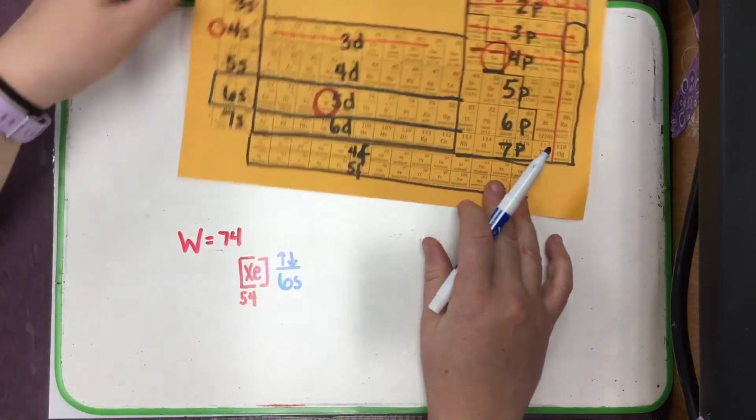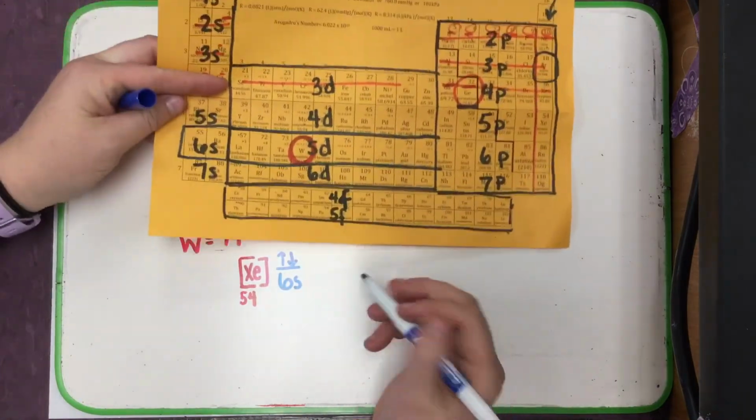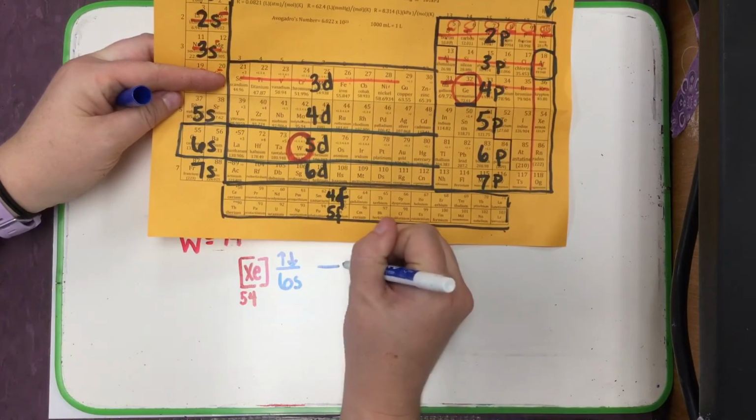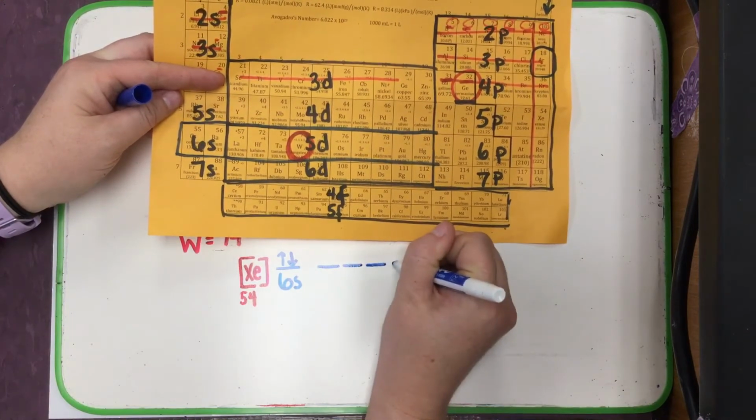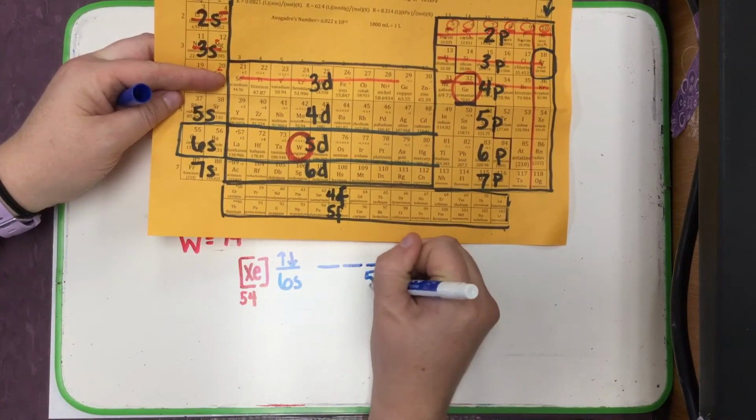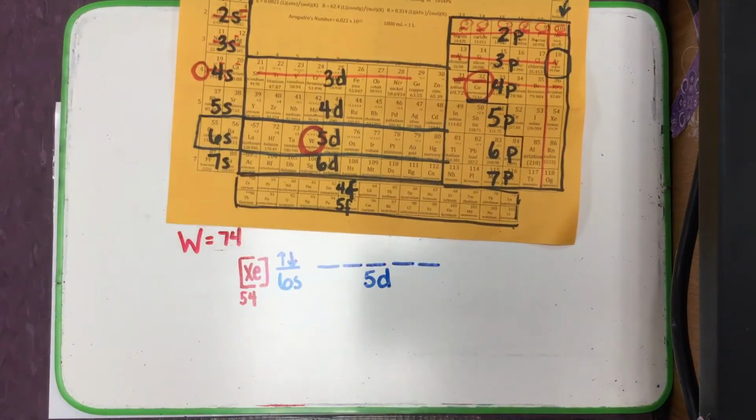57 is here in this 5D. So we go ahead and draw out the dungeon. Dungeons always have 5 lines. And that's our 5D room.